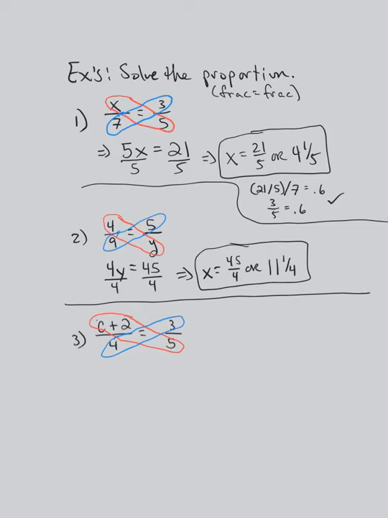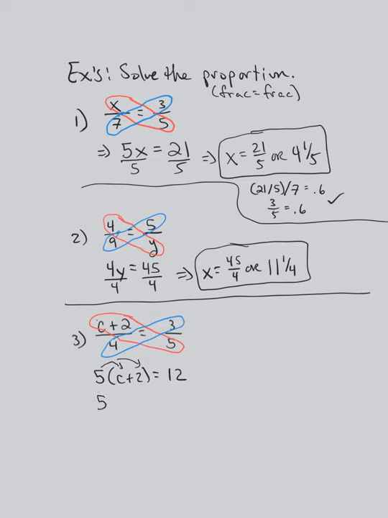But the key thing to realize here is that for my first cross product, the one in red, I'm multiplying these two things together. That means 5 is being multiplied by the entire thing, c plus 2. So I want to use parentheses there whenever I write the product. And then on the right side, we just have 4 times 3, which is 12. Those parentheses will remind you that you need to distribute. That's a very common error for people to make in this kind of problem.